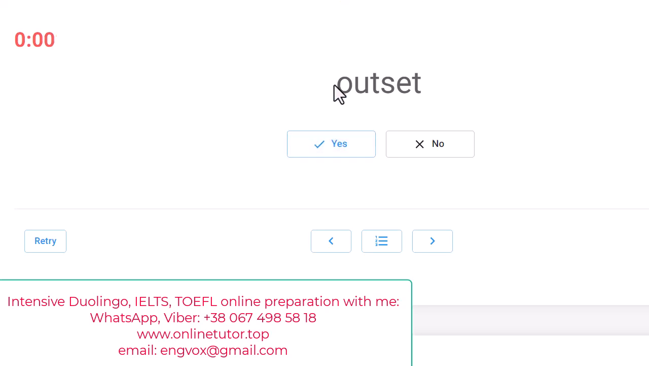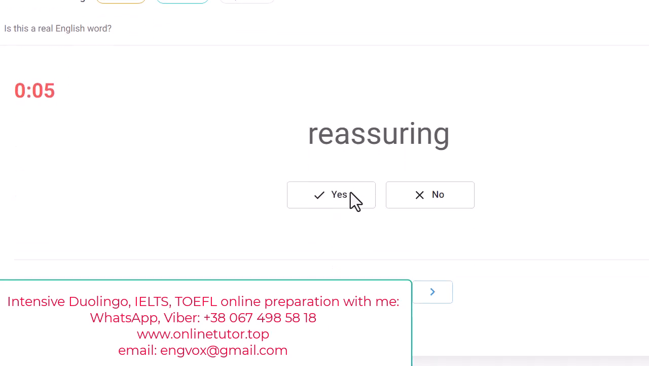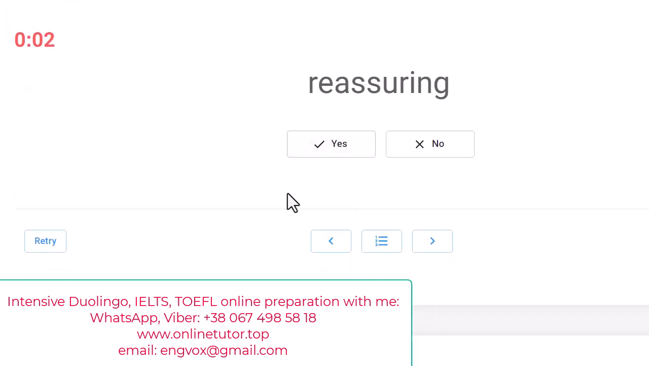Outset, yes, outset usually is the beginning of something, the initial stage of something, the outset of this procedure, of this process. Yes, very nice. Reassuring, of course, we have sure, then assure, assuring and reassuring. It can be an adjective or it can be a participle, trying to convince somebody that everything will be fine, like let me reassure you that this car will never break down.